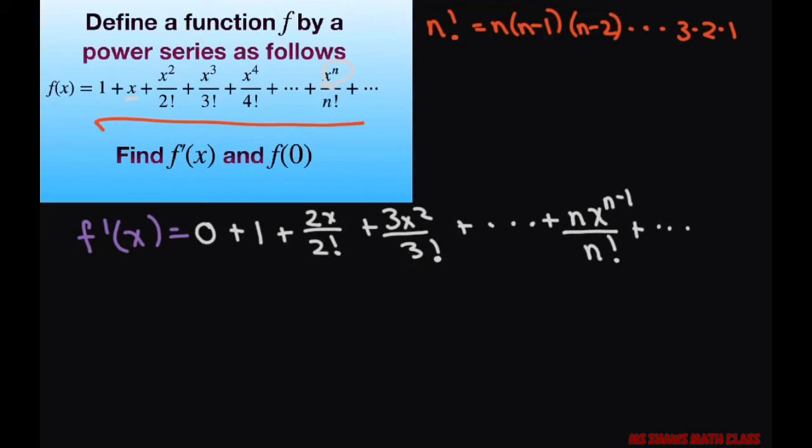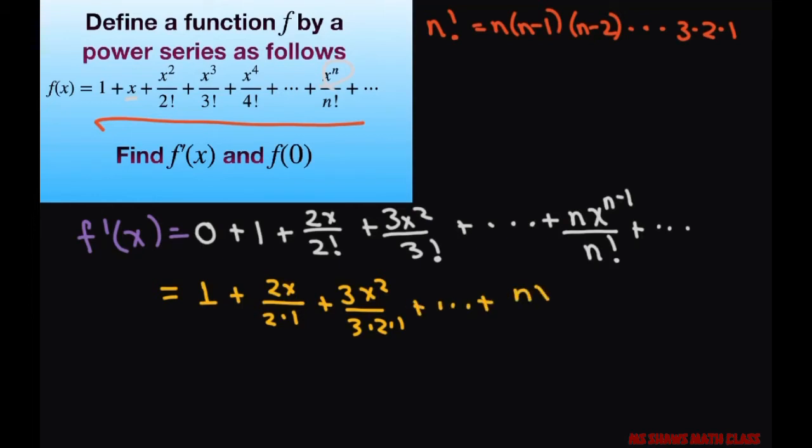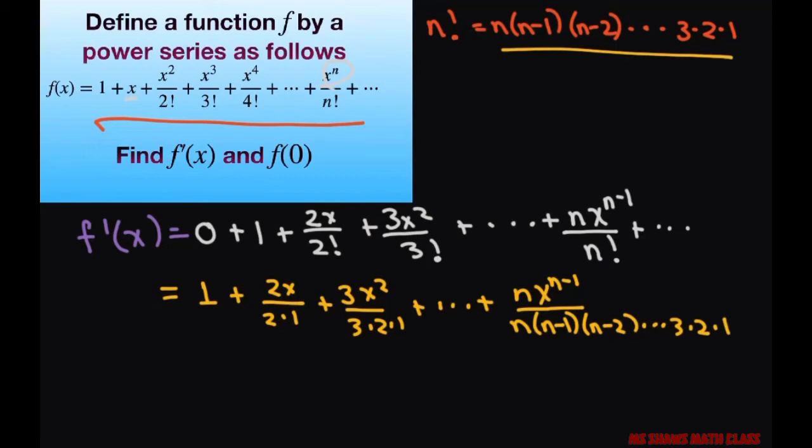Simplifying this, we get 1 plus 2x over 2 times 1, plus 3x squared divided by 3 times 2 times 1, plus dot dot dot plus n times x to the n minus 1 power, and the denominator is going to be n times n minus 1 times n minus 2 dot dot dot times 3 times 2 times 1. And then you have your plus dot dot dot.